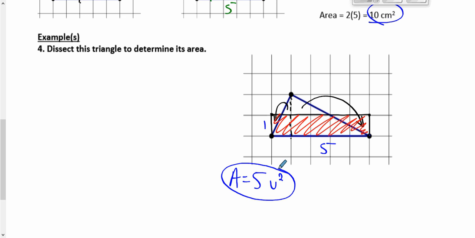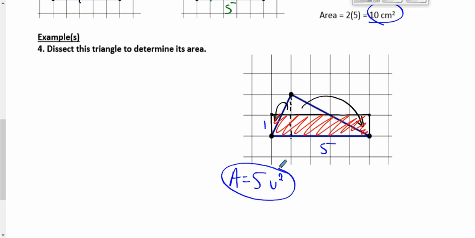Okay? So the formula for the area of a triangle is 1/2 base times height, because any triangle is half of some rectangle. Okay? The important thing, as always, is that your base and height are measured perpendicularly. Otherwise, they don't work. Right?